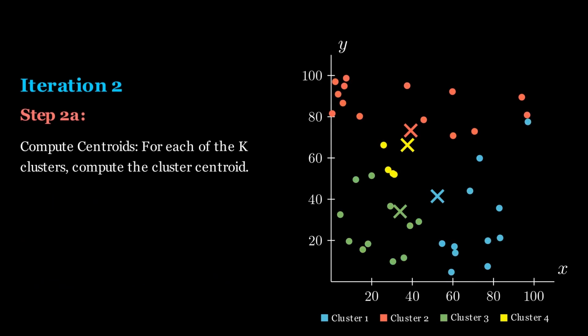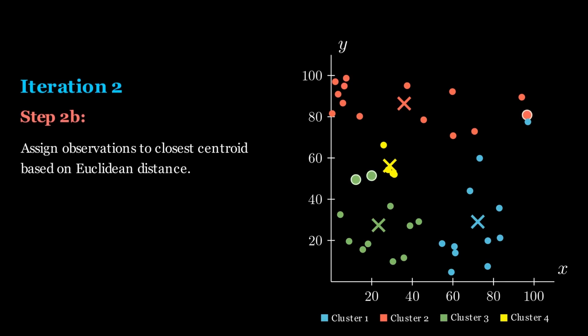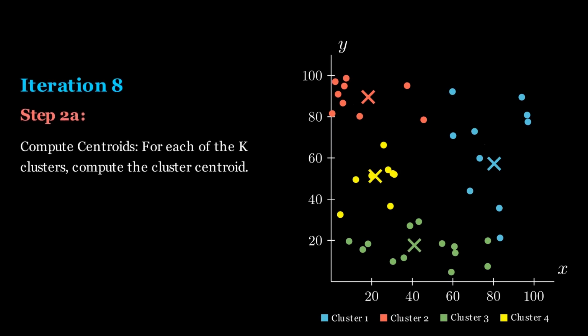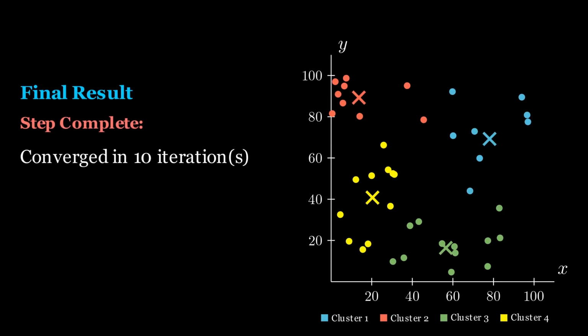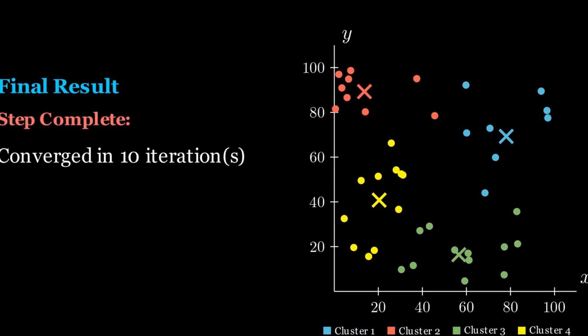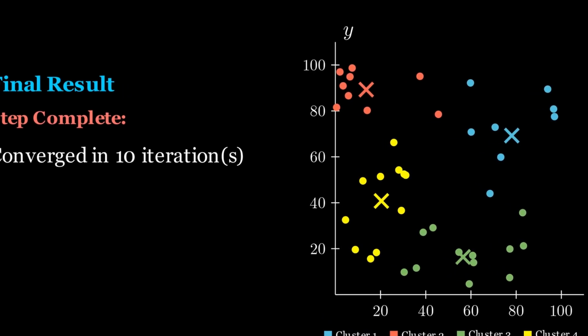We repeat the centroid calculation and point reassignment using the new centroids until the cluster assignments stop changing. The algorithm converged in 10 iterations, successfully grouping the 40 points into 4 distinct clusters. And that's it, we're done.